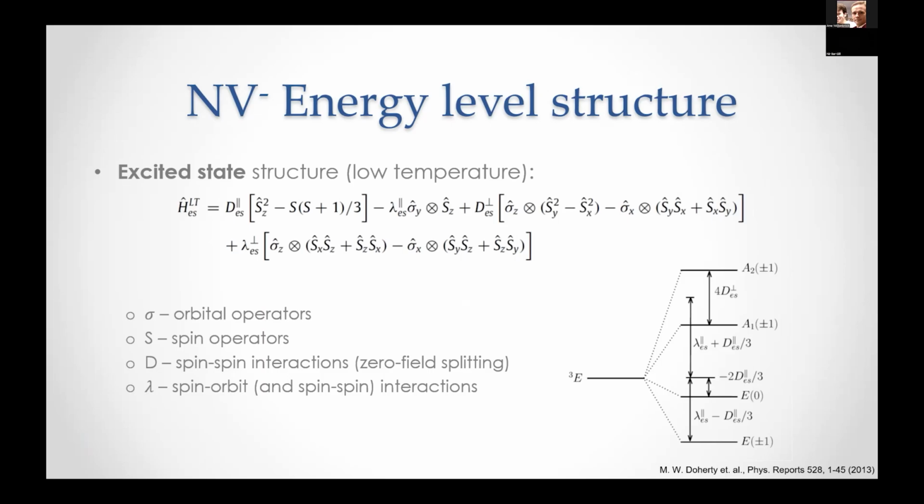Actually, I just wanted to mention that a lot of what I'm showing you here about the basic structure of these NVs is taken from a nice paper by Doherty, Hollenberg, and others from 2013. So it's kind of a nice review. But I'm not really fond of the symbols they use. So these sigmas are the orbital degrees of freedom, and the S's are the spin. But in any case, it includes again an excited state zero field splitting, which is approximately 1.4 gigahertz.